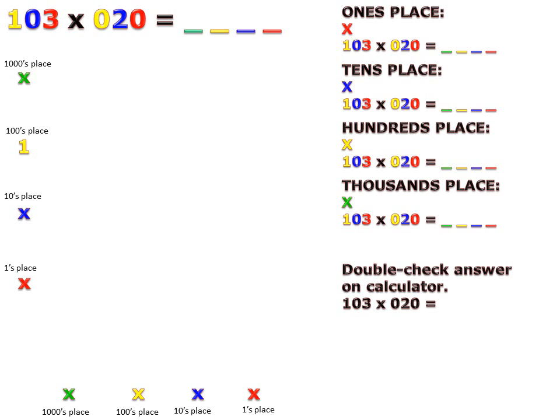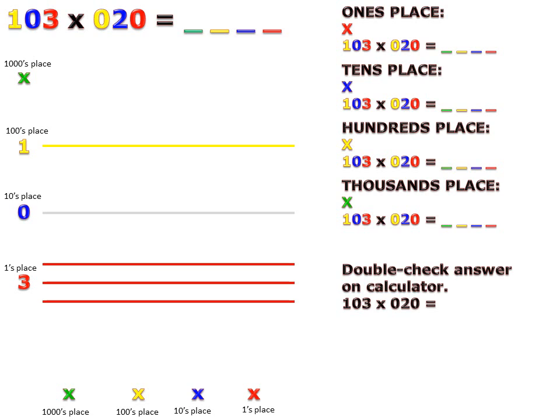There's our 1 in the hundreds place, and our 1 horizontal yellow line, our 0 in the tens place, and a silver placeholder line, because of course that's going to be 0, and our 3 in the ones place, and our 3 horizontal red lines. So there's our 103 so far.